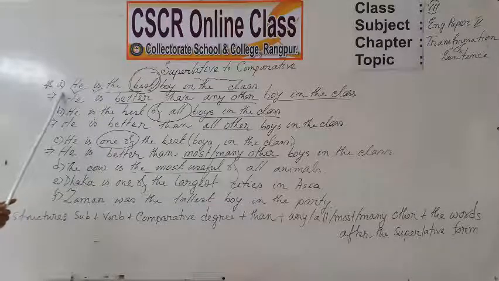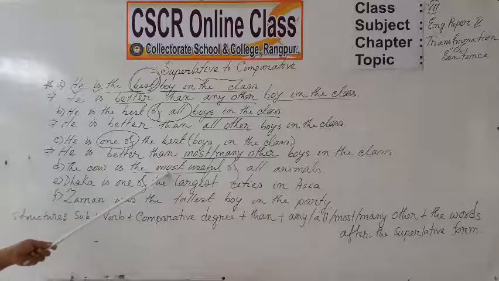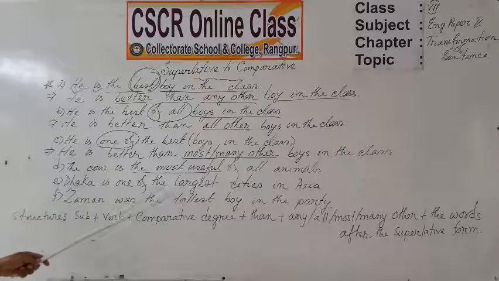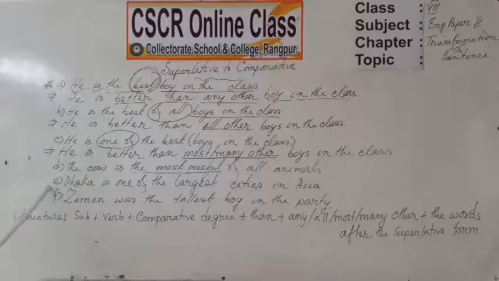That means you will write any other after than, and the other words of the sentence are the same. But if you have one of in the sentence, then you will turn the sentence as in C. That means after than you will write most other or many other animals. Dear students, look at E.